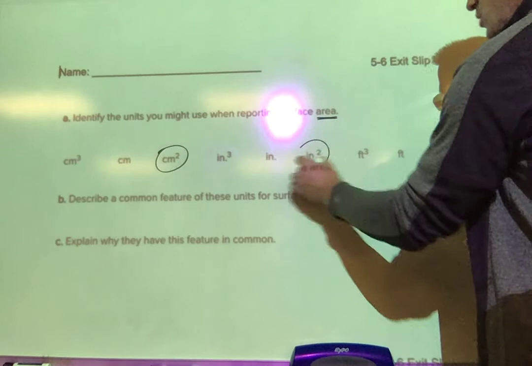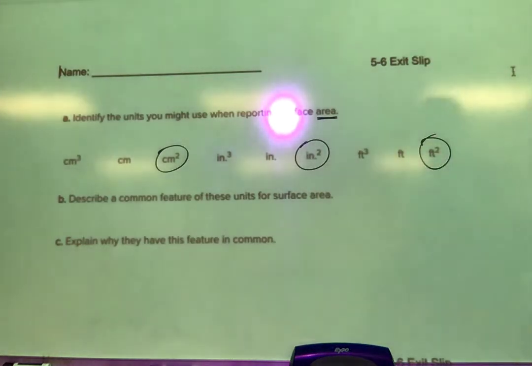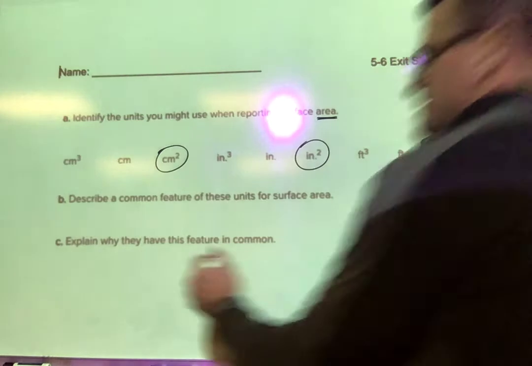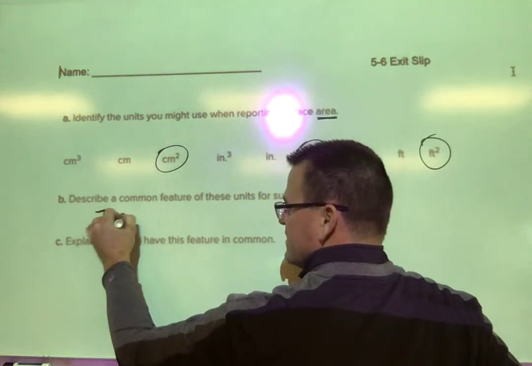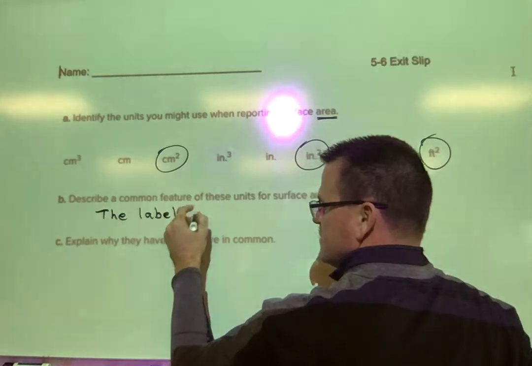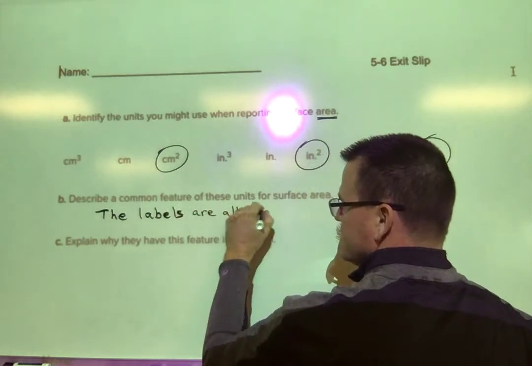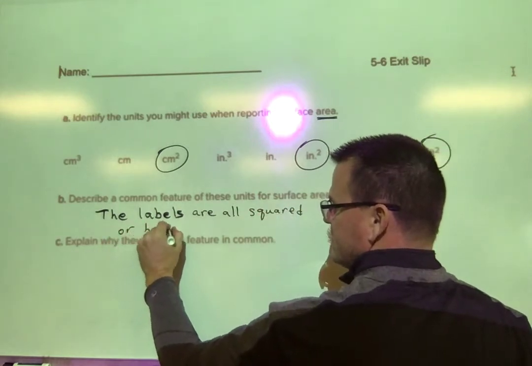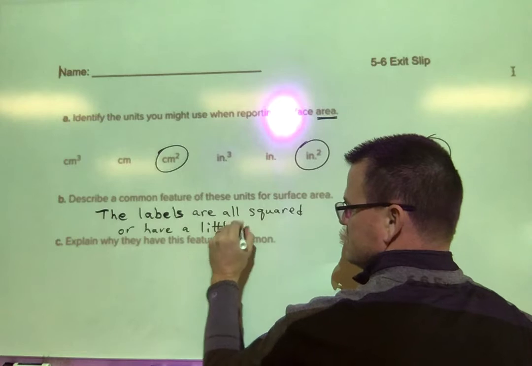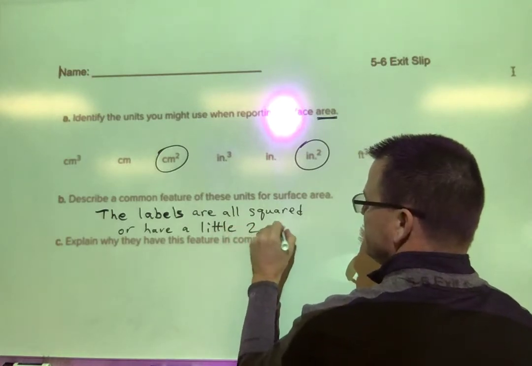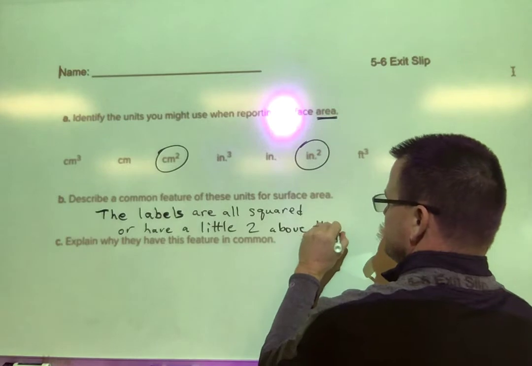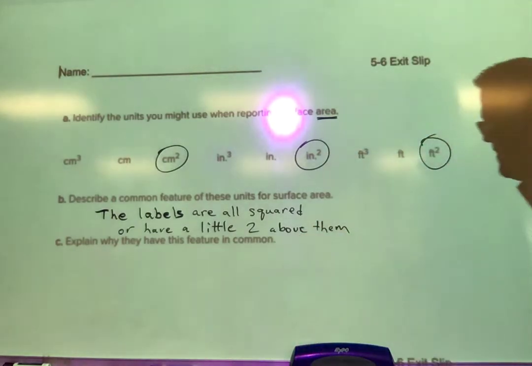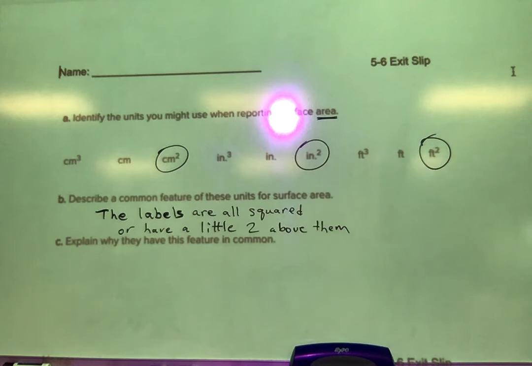Here would be square inches. Here would be square feet. So what's a common feature of all of these units that have surface area? The common feature is, you can say, the labels are all squared or have a little 2 above them. It's not really above them, but off to the right side there is a label, but a little set up higher. And we know that means squares.